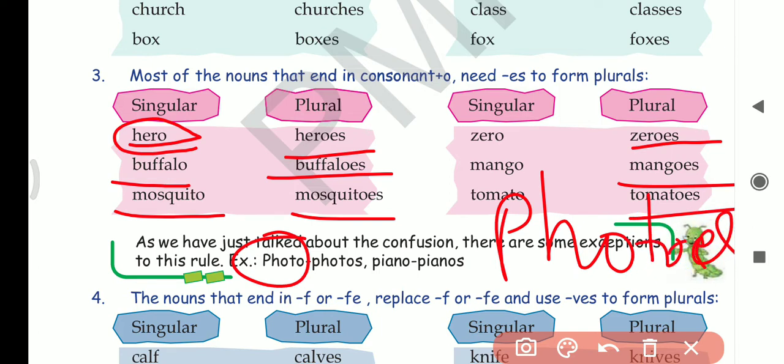es is wrong, we only add s to it. Similarly, piano, it is also ending in o, but we don't add es to it. So these are certain exceptions which you need to remember.